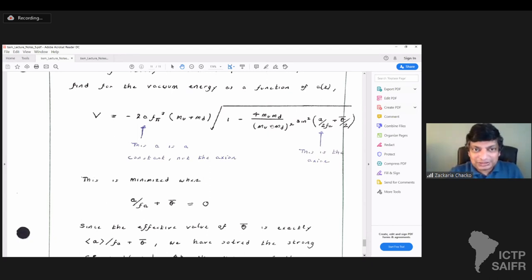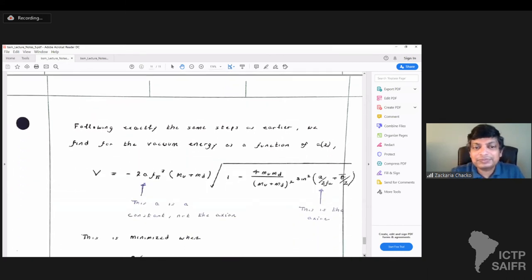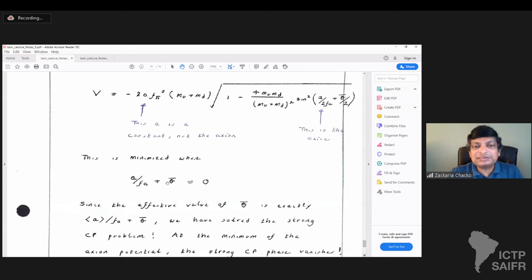you stare at this potential, and this is the only place that the axion appears. The axion only appears here. And if you minimize this potential, you find it's minimized when this combination vanishes. But it's exactly that combination which determines the CP violating phase. This combination is the CP violating phase. So the potential is minimized when the CP violating phase is zero.